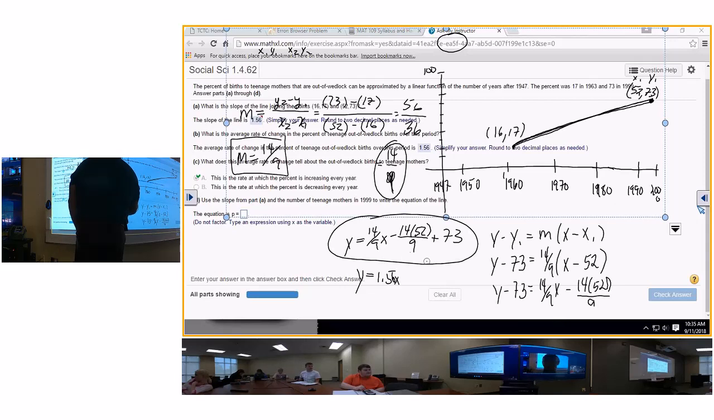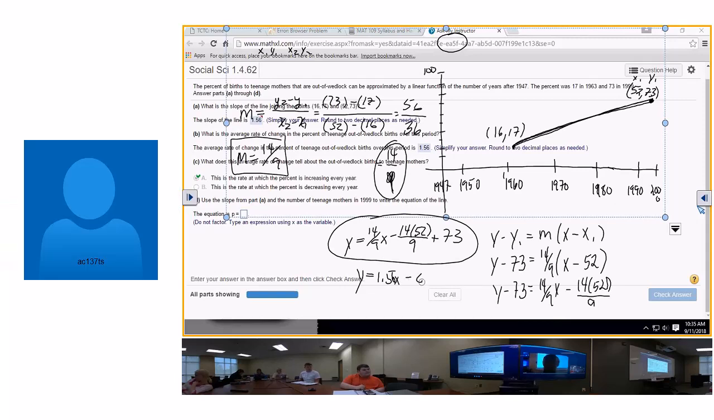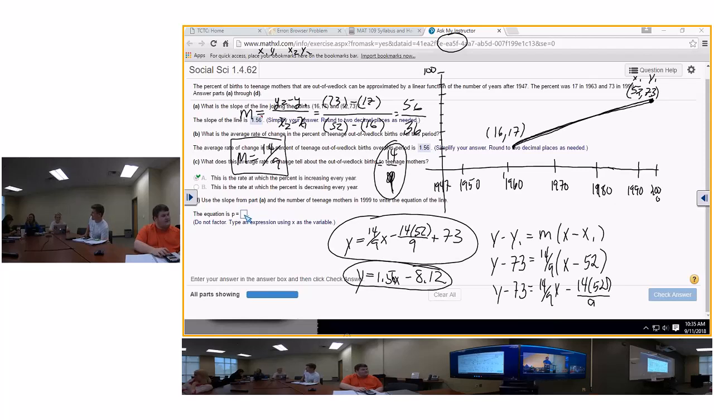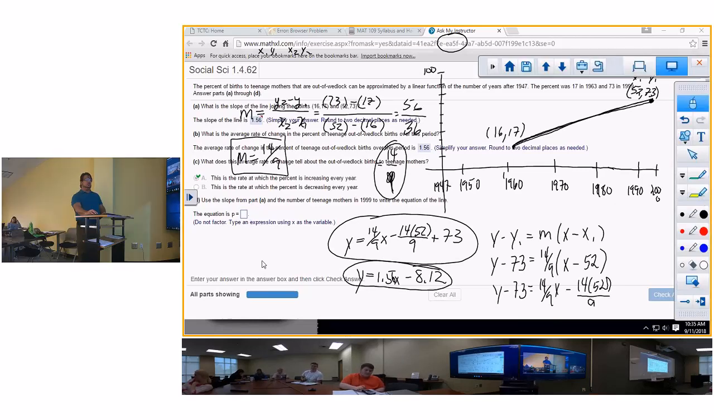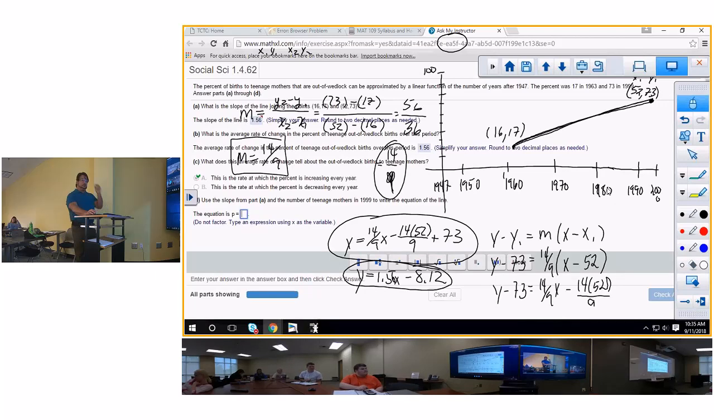And what is all this equal to? 8.12. Minus 8.12. Everybody agree with that? I need somebody to say yes or no. Yes. Well, thank you, one person. Two. Thank you, two people. So y equals 1.56 x minus 8.12.